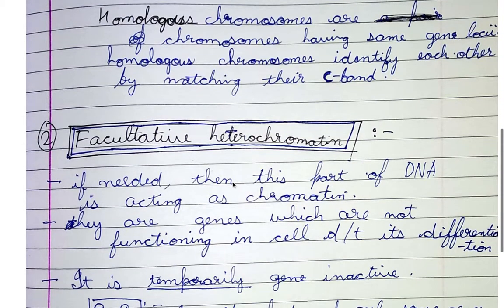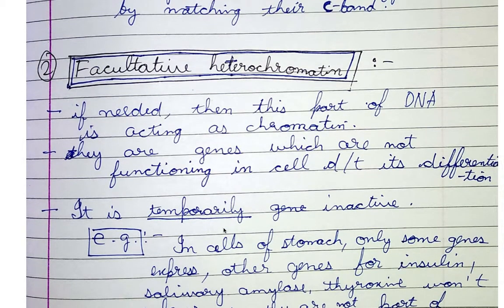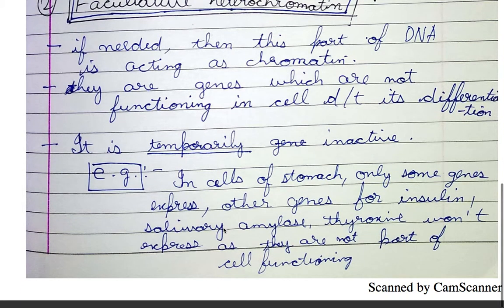Now facultative heterochromatin. If needed, this part of DNA acts as euchromatin. They are genes which are not functioning in the cell due to its differentiation. It is temporarily inactive, but temporarily, not forever. For example, in cells of the stomach, only some genes express. Other genes, of insulin, salivary amylase, thyroxine, won't express, as they are not part of the cell function.